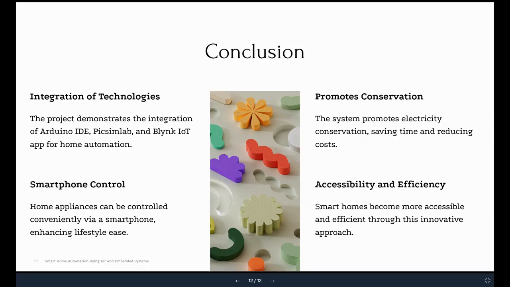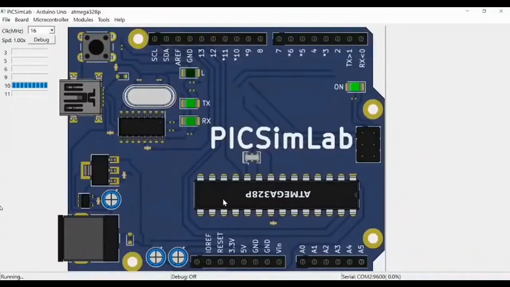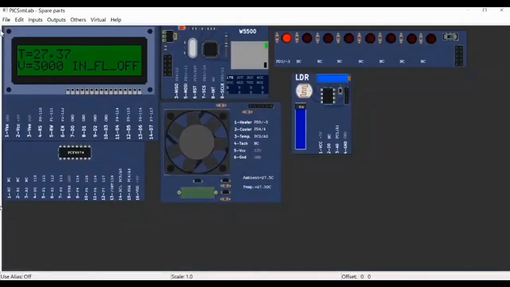I would like to show the demo project of ours. This is the PCM Lab we have used in this project, and this is the Arduino board, and these are the internal peripheral devices in the Arduino board, and this is a resistor which indicates the brightness.